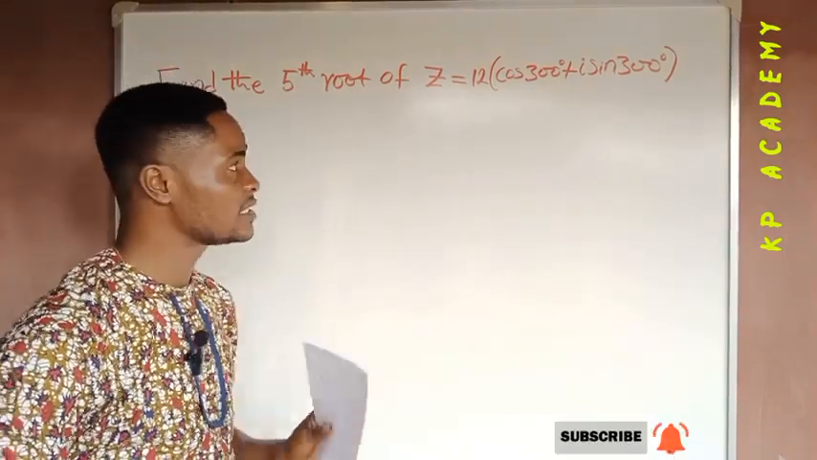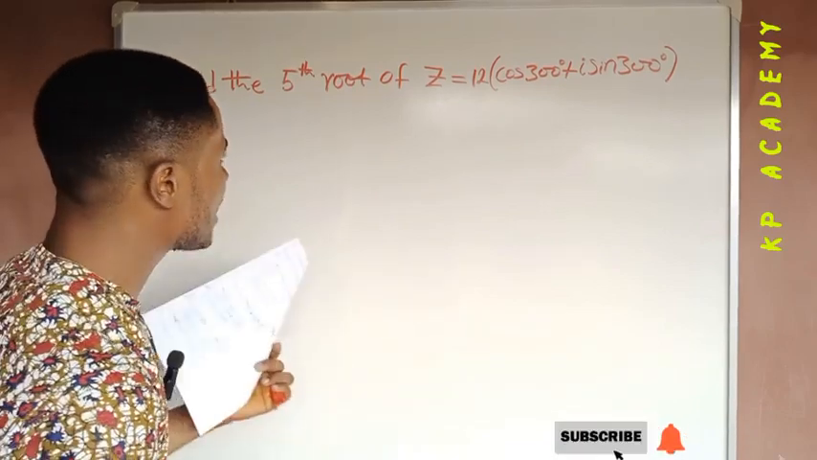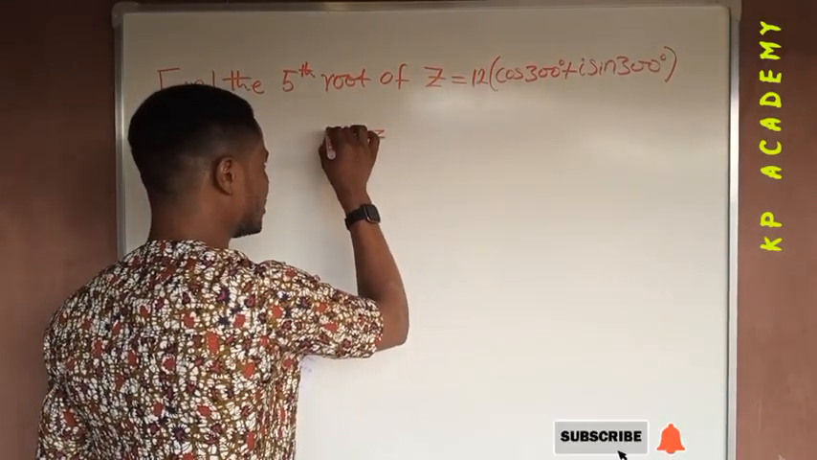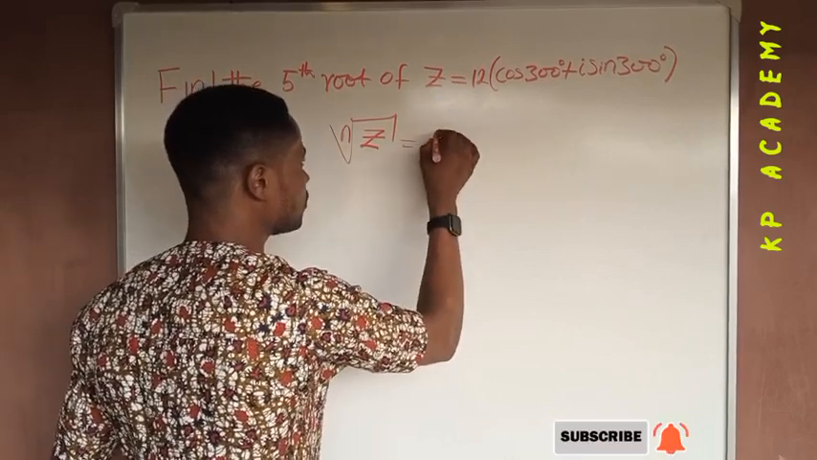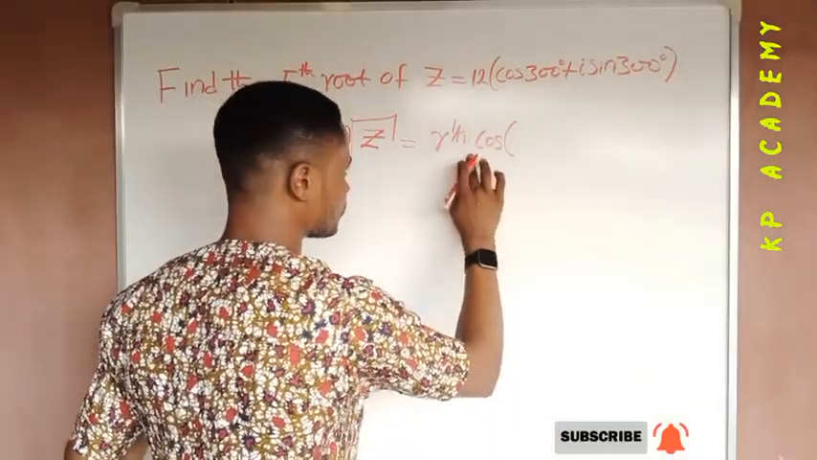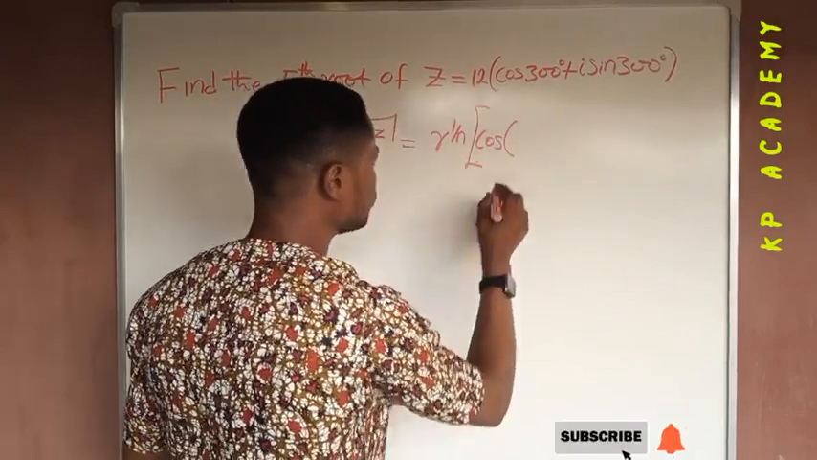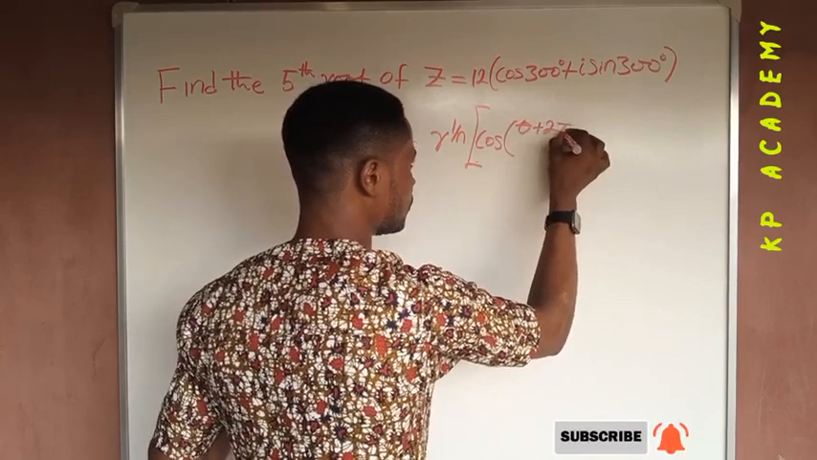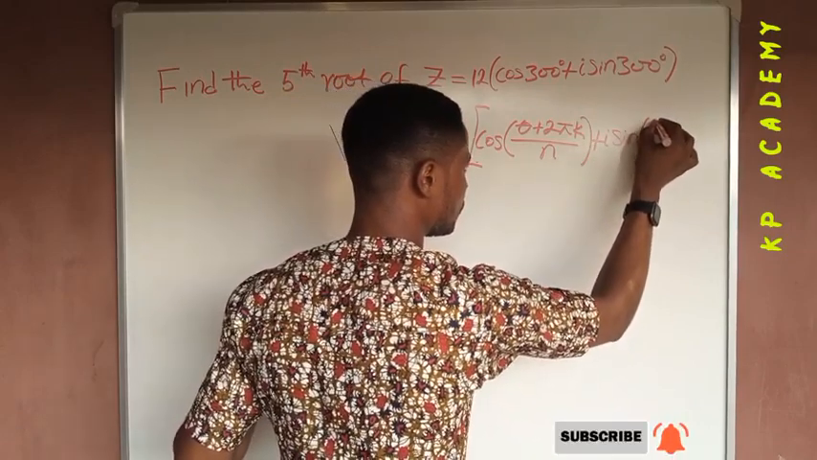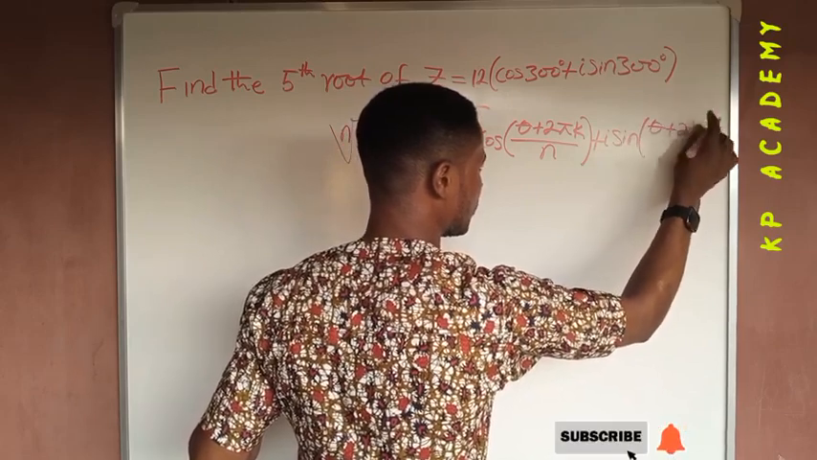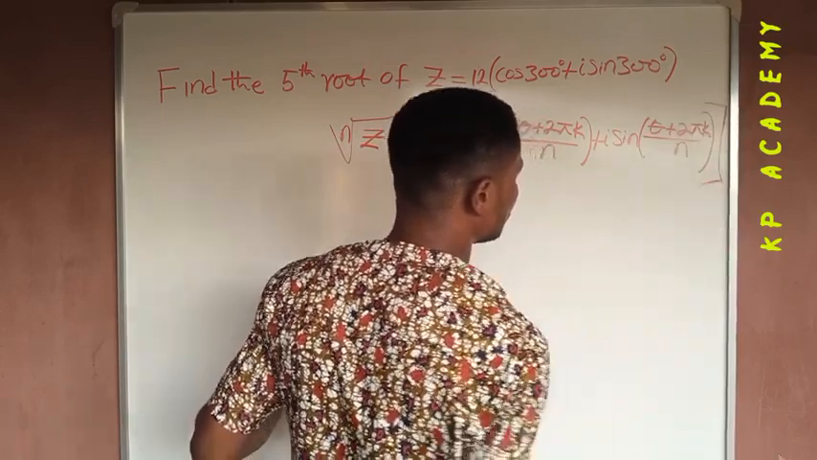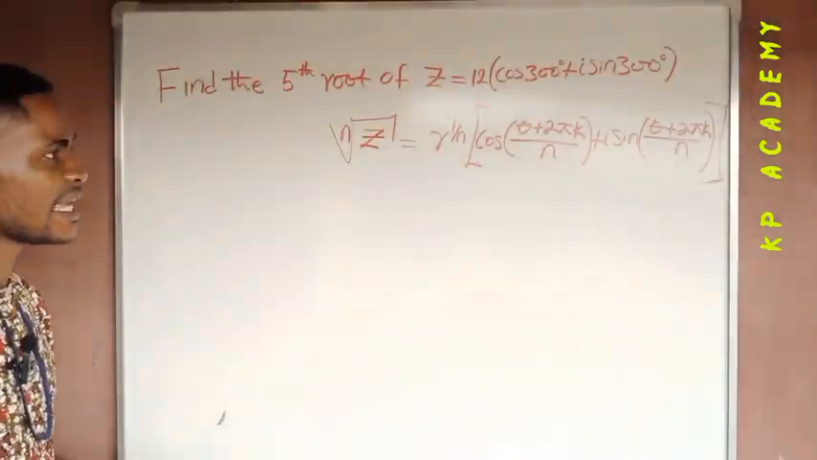And of course, I also want you to know that this question is under the concept of nth root of a complex number. And the formula for tackling such a problem is that the nth root of a complex number z is equal to r raised to power 1 over n into, let me use a square bracket here, cos of (theta plus 2k pi) all over n plus i sine of (theta plus 2 pi k) all over n. So this is the general formula for finding the nth root of a complex number.